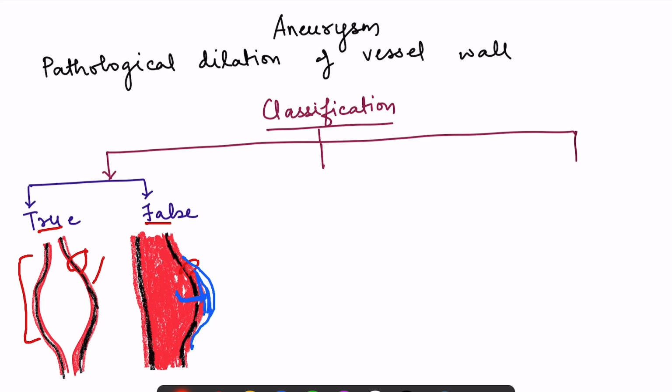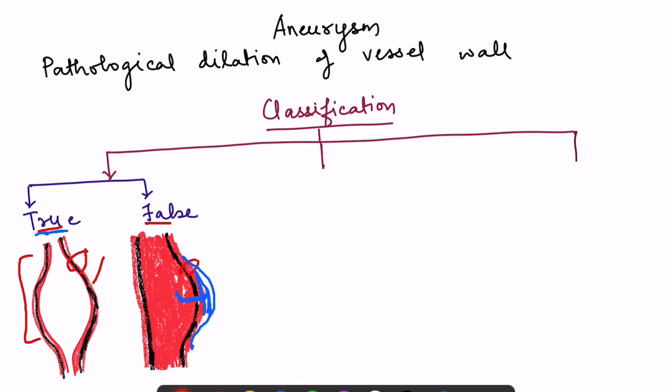So in this case, there is no dilation as such of the layers. Understand that the layers have been disrupted and the blood has gone out. This is appearing as a dilation. So this is a false aneurysm. We will be talking about the true aneurysm.